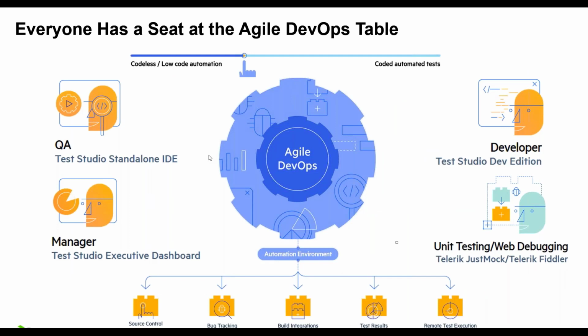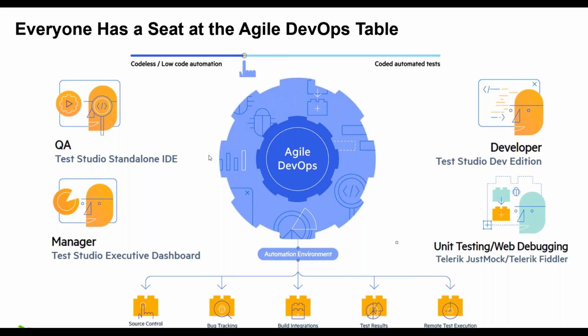For the ones of you who have been attending those webinars before, you already know that this is my favorite slide, and we're constantly changing the way it looks, but the messaging still stays the same here, that with Test Studio, anybody has a seat at the Agile DevOps table, right? Which you can see on your screen. And why do we say that everybody has a seat at the table? Well, first and foremost, of course, starting with the QA department, with the quality assurance guys, which can use our fully functional standalone edition of Test Studio.